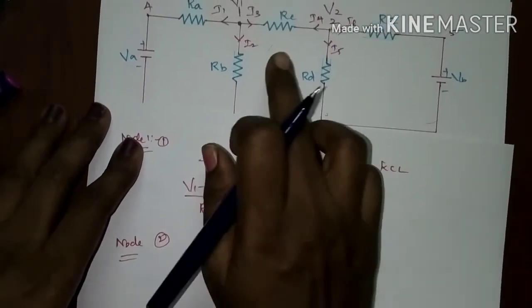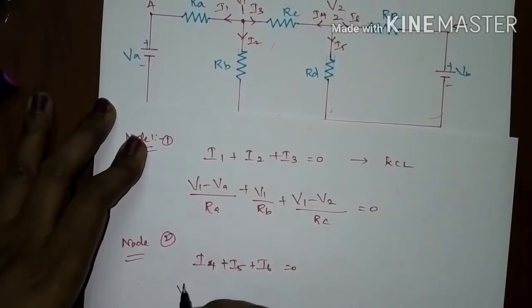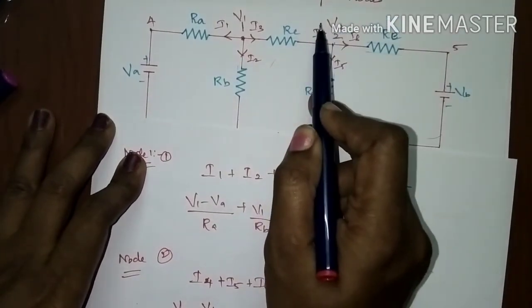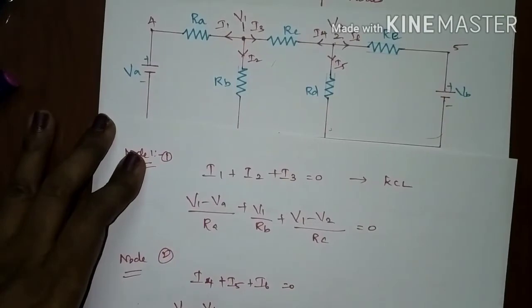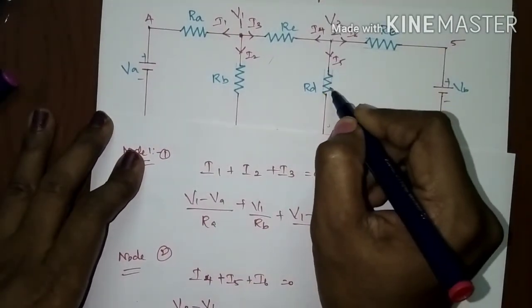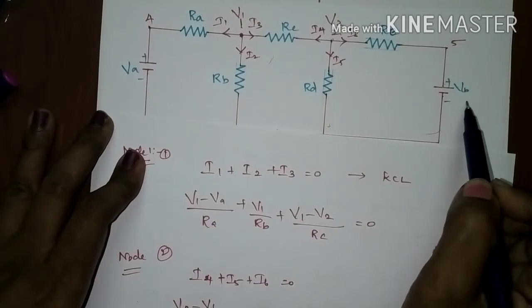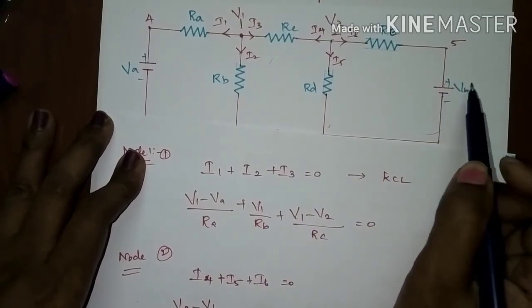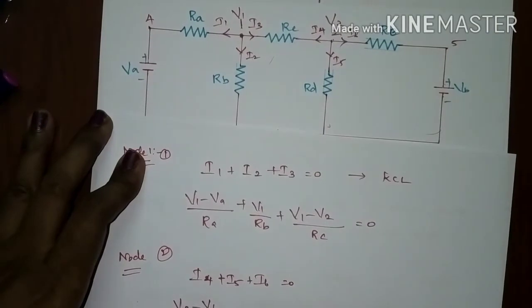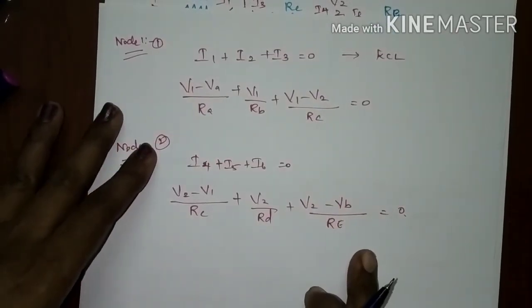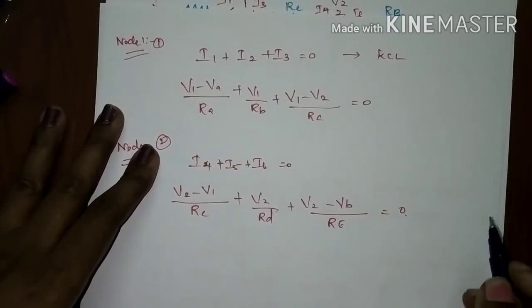I4 is the current flowing in RC, and it can be represented by V2 minus V1 divided by RC, since we have assumed that V2 is at higher potential. Plus I5, the current flowing through RD, which is given by V2 divided by RD. And I6 is the current flowing through RE. Here we have another potential source VB, but we have assumed V2 is at higher potential, so it is given by V2 minus VB divided by RE, which is equal to 0. This is the second nodal equation.